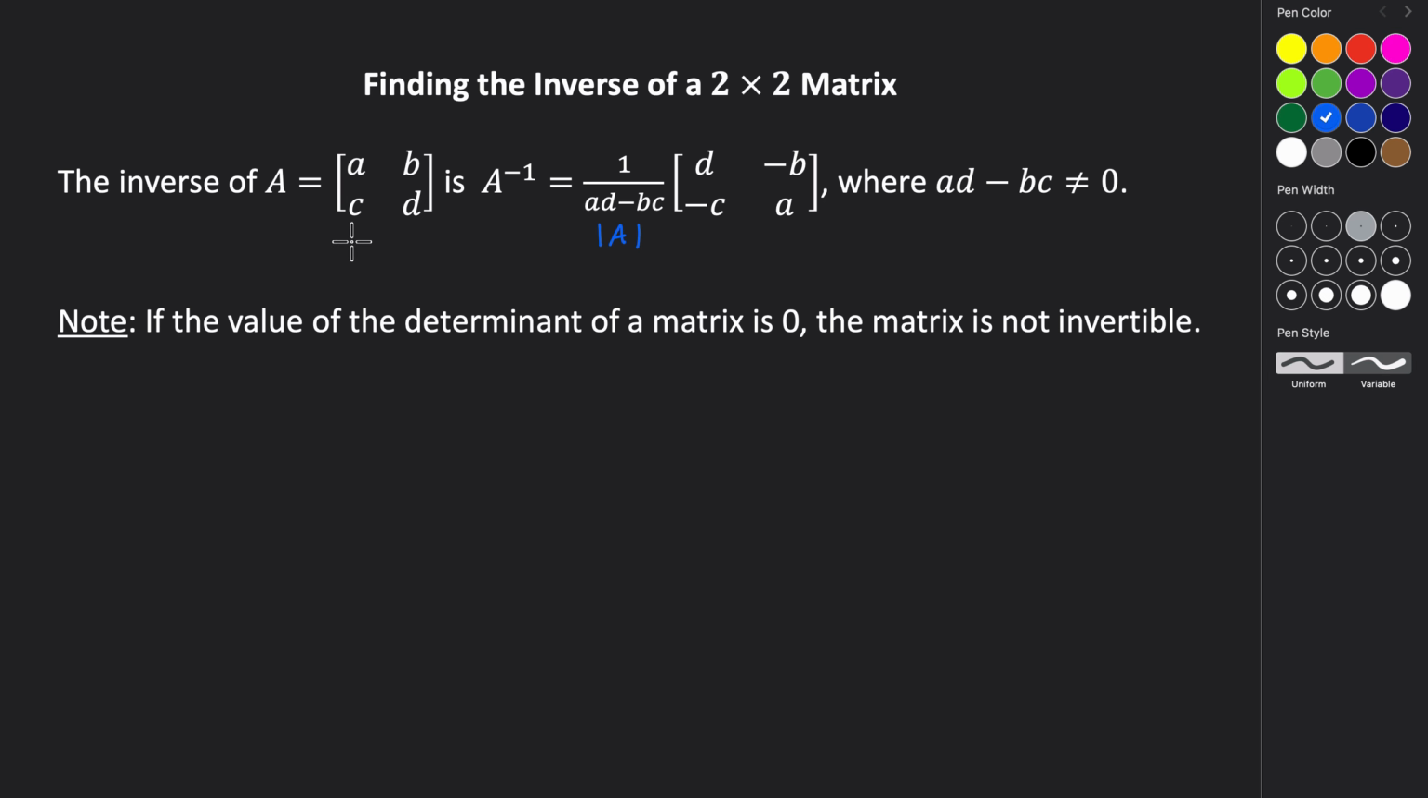If the determinant of your original matrix is 0, what that tells us is that the matrix is not invertible. So not every square matrix has an inverse, and we can tell if it does or not based on its determinant. If its determinant is 0, it is not invertible. Otherwise, we can find its inverse. So let's take a look at how we can do that.